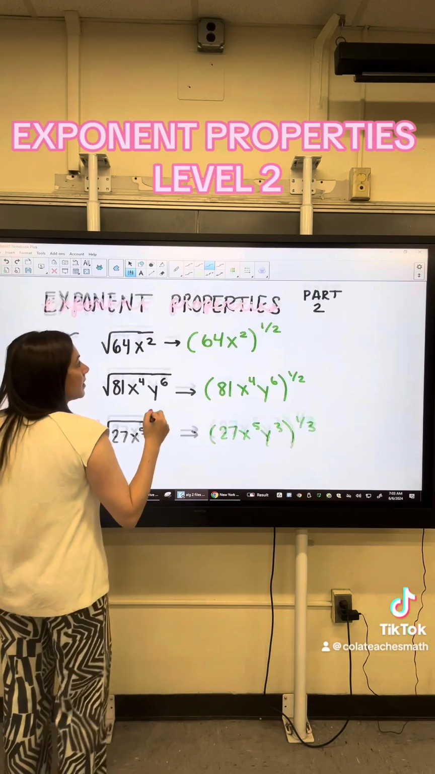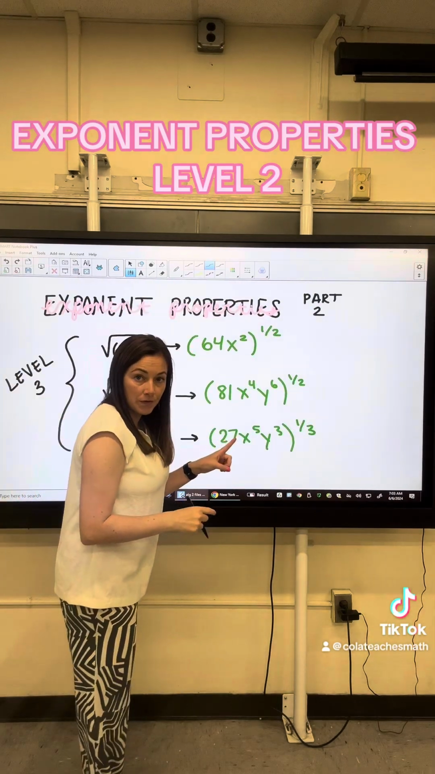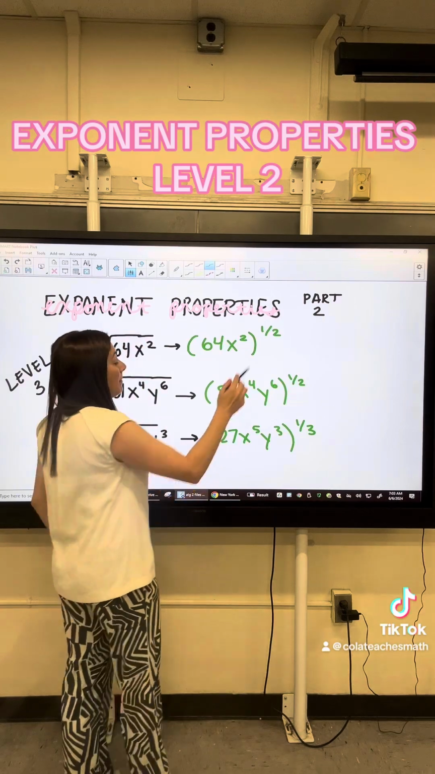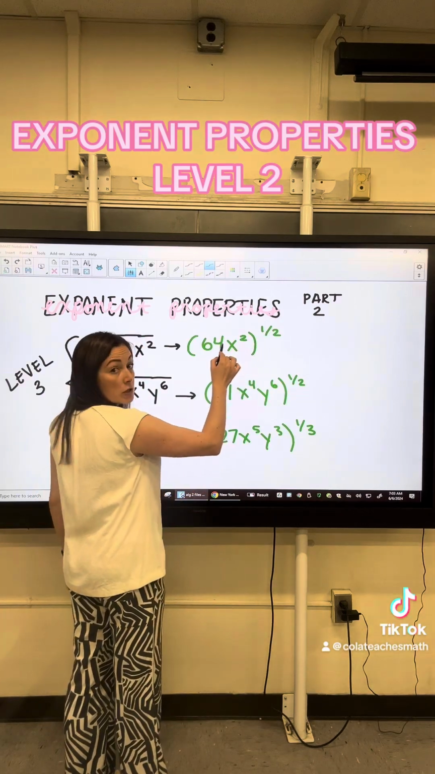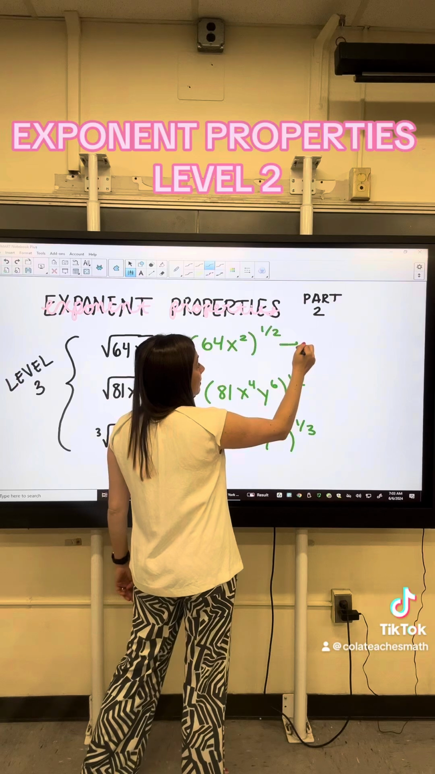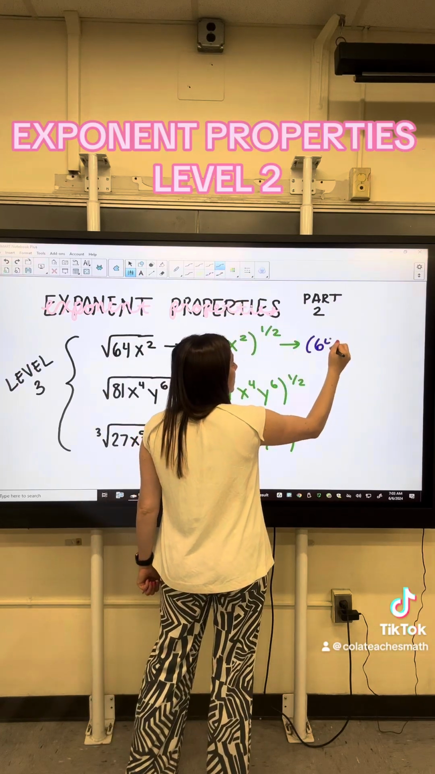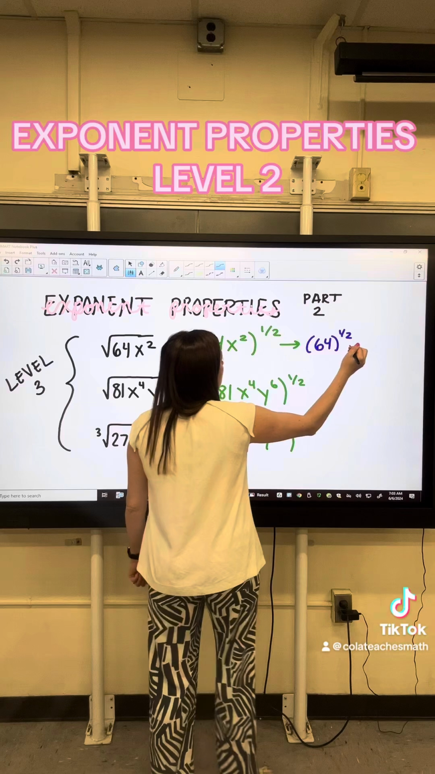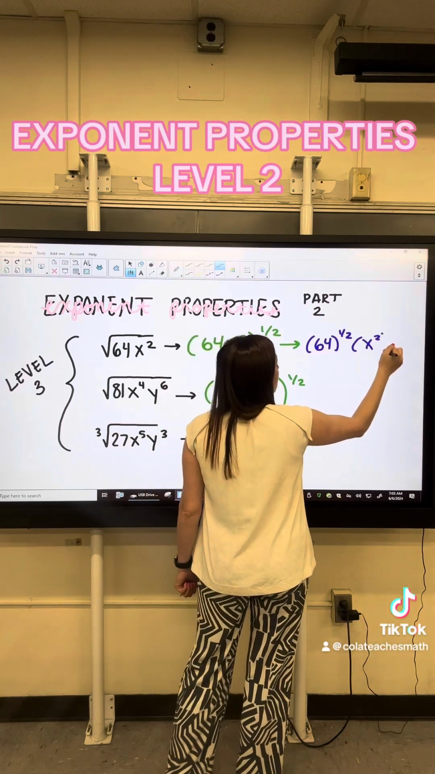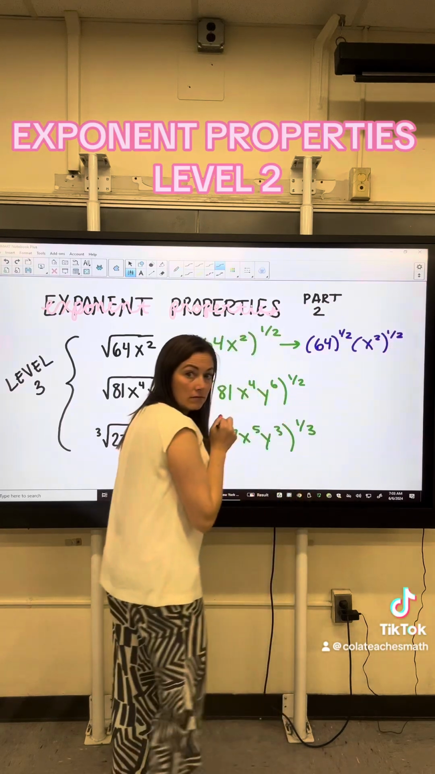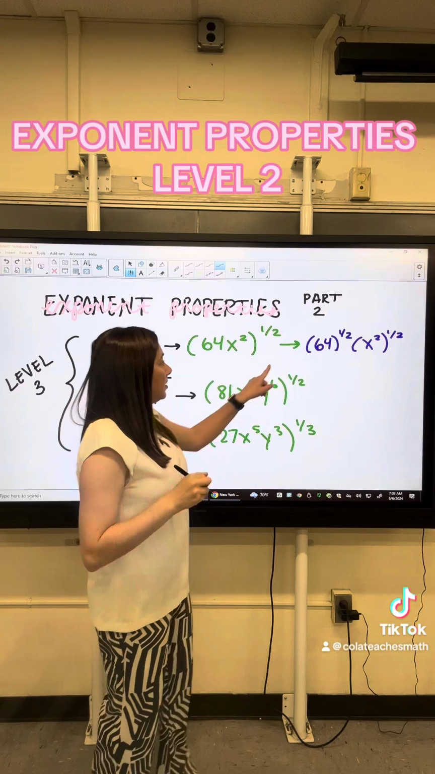Okay. Now what you're going to do is you're going to apply that power to each term, like this. You're going to break it up. So I'll do it in a different color. So we're going to do 64 to the 1/2, x squared to the 1/2. Okay, 64 to the 1/2.